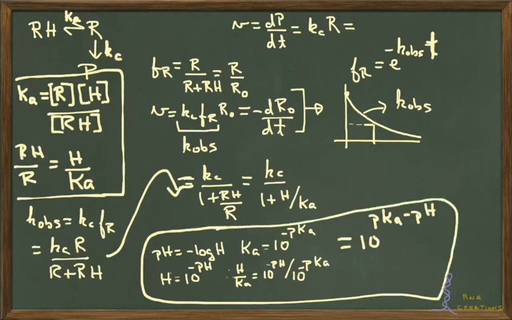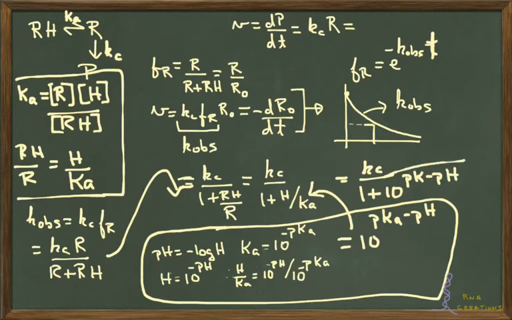And then we're going to take this and substitute that in for that term right there. So that's what K-obs is equal to: Kc divided by 1 plus 10 to the pK minus pH. So go ahead and plot it. Let me grab this equation and I'm going to copy it over onto the next page.